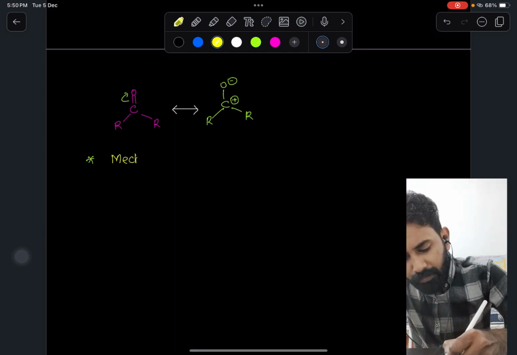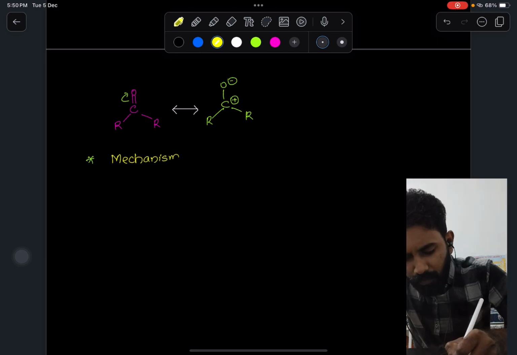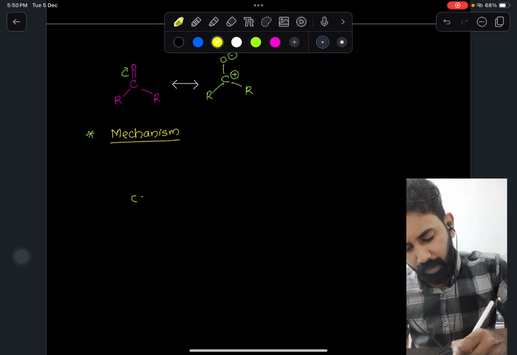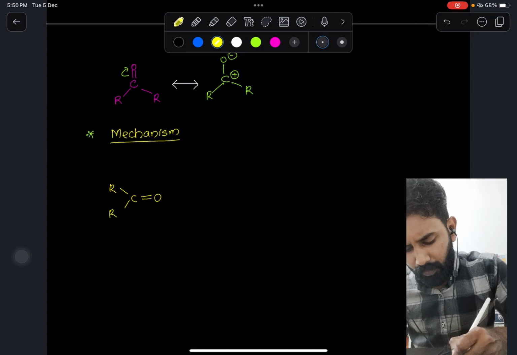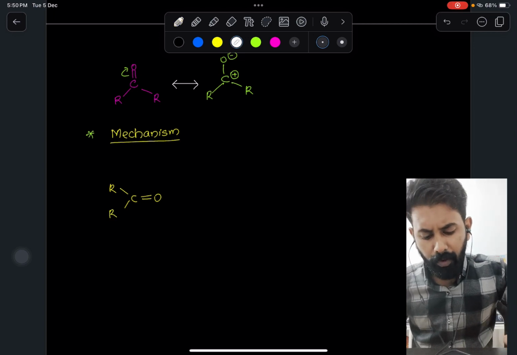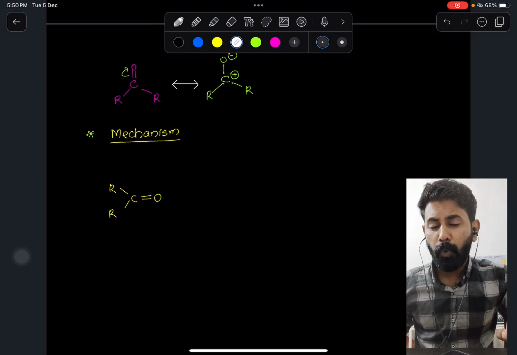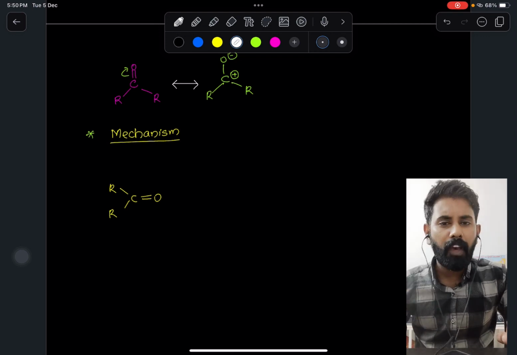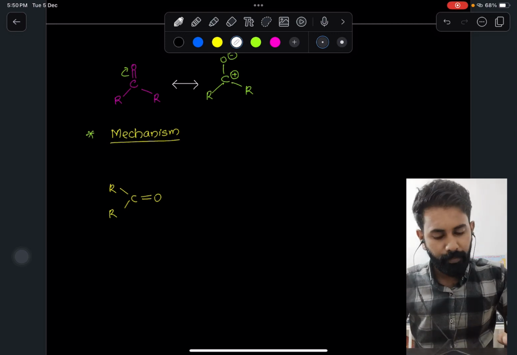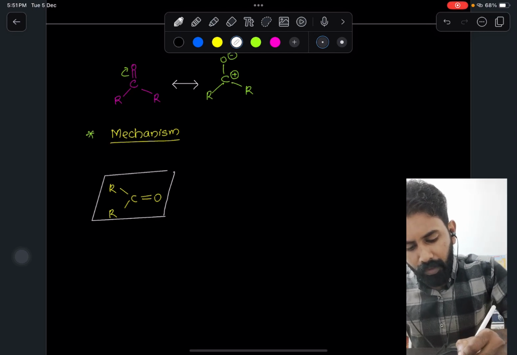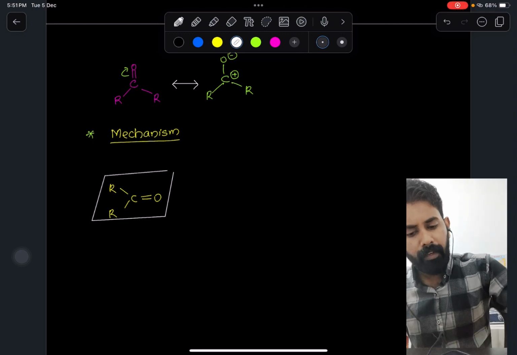So next we can have a look at the mechanism of the reaction. For the mechanism, I'm drawing the structure of the carbonyl compound this way. We can see that this carbon has sp2 hybridization. Since it has sp2 hybridization, it will have a trigonal planar geometry. So this whole molecule lies in the same plane. So the carbonyl group is lying in a plane.